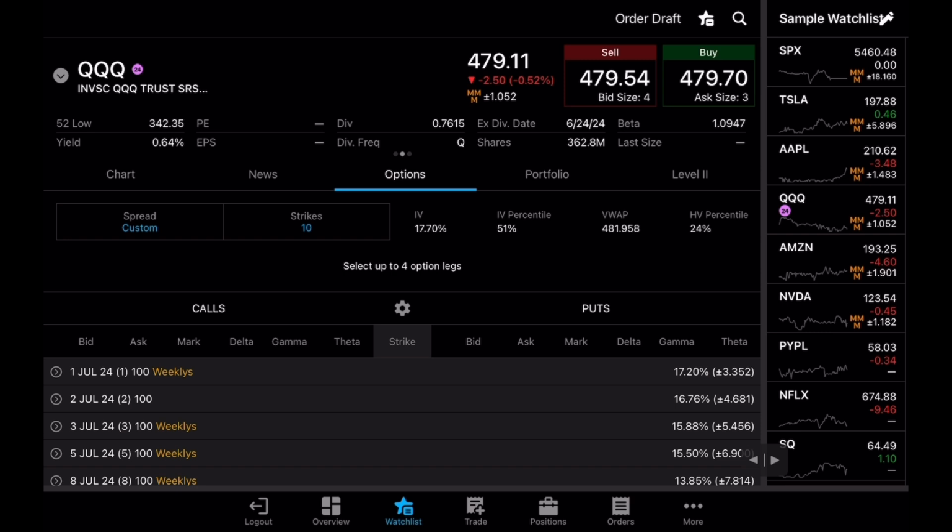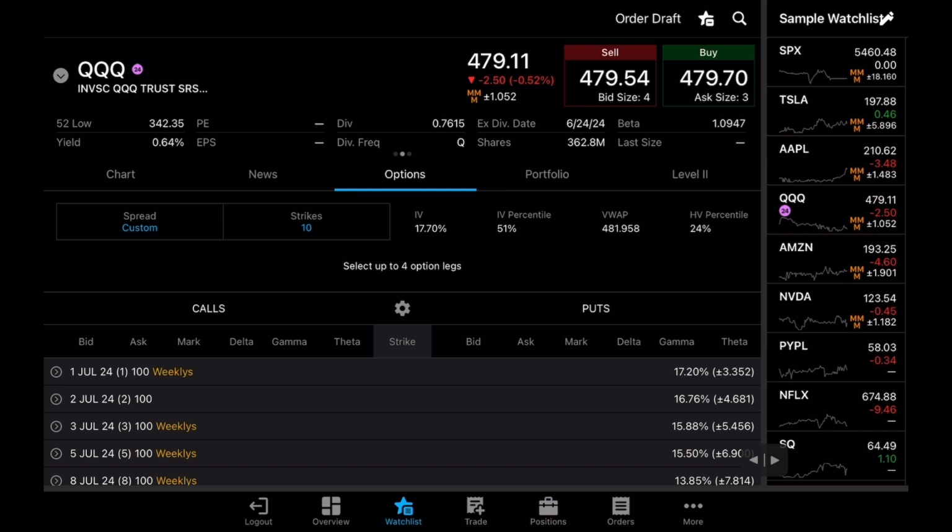And if you're unaware of what a strike price is, that's essentially the mark that you're anticipating the stock to move in the direction of. So since QQQ is currently at 479, we would then look at strike prices that would either be in the money, is what I would recommend. But before we do that, let's break down what we see under the calls and the puts.